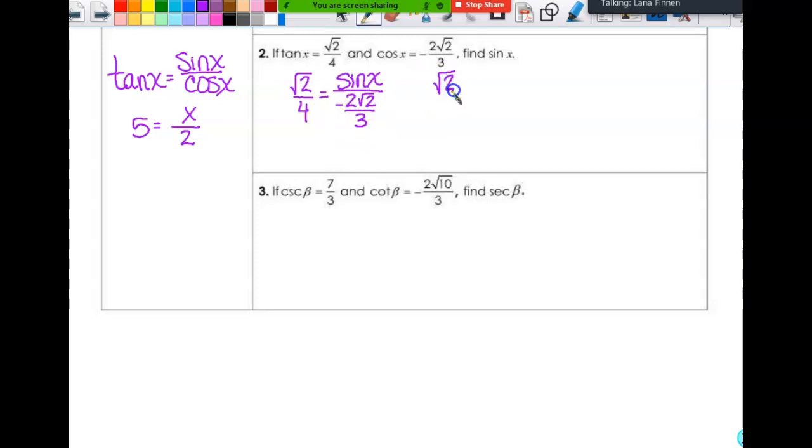So this is the square root of 2 over 4 times negative 2 square root of 2 over 3. And that's equal to the sine of x. Okay. So when I multiply, I can go ahead and reduce before I multiply. This 2 can cancel with this 4 to make that become a 2, right? And then what's the square root of 2 times the square root of 2? 2. So then those 2's also cancel out with that one. So now that's all gone. So all I have is that the sine of x equals negative 1/3.